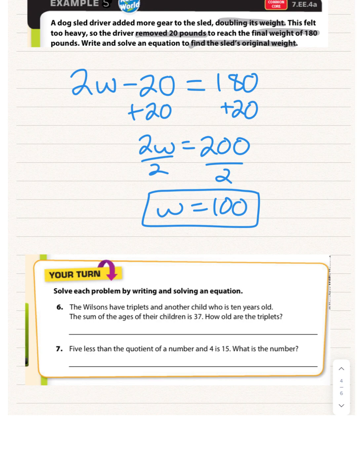All right, see if you can do these two word problems at the bottom. You are also going to write an equation and solve it.